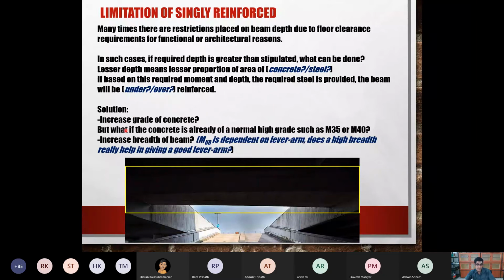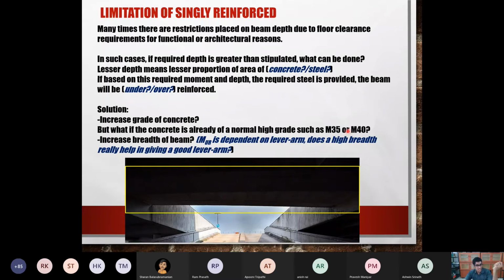So the solution is these things. One easy solution is increase the grade of concrete. So for example, if it is M20, M25, you make it M30 or M35 and see if you're able to adjust with the same depth. Okay. But what if the concrete is already of a normally high grade such as M35 or M40?